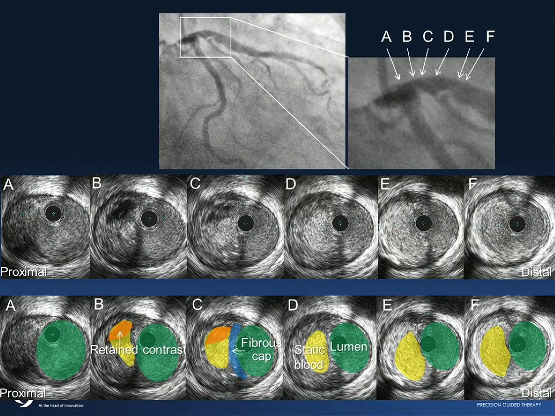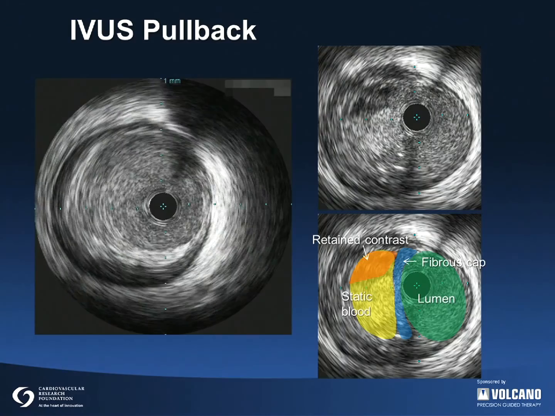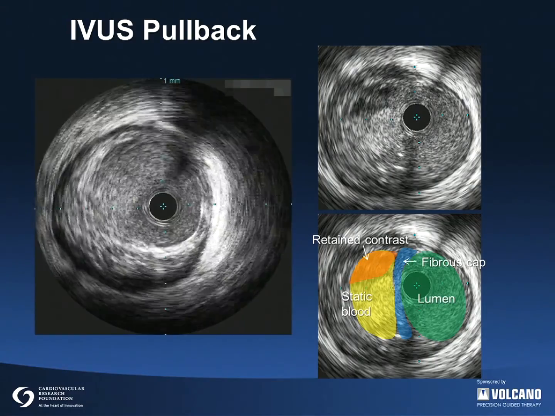These still frames summarize the IVUS findings from the proximal LAD on the left to the mid-LAD shown on the right. The green area indicates the true lumen. The yellow area indicates the cavity that is occupied by static blood. The orange area indicates the cavity that contains retained contrast. And the blue area indicates the residual fibrous cap. We will now repeat the IVUS pullback.